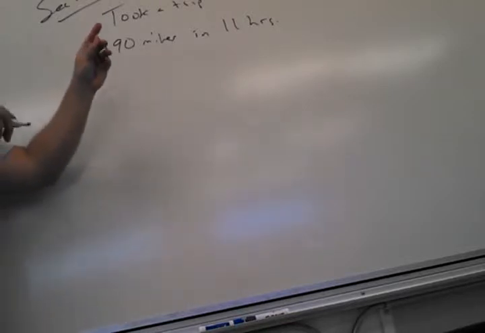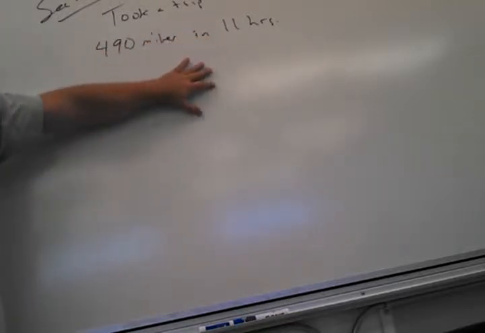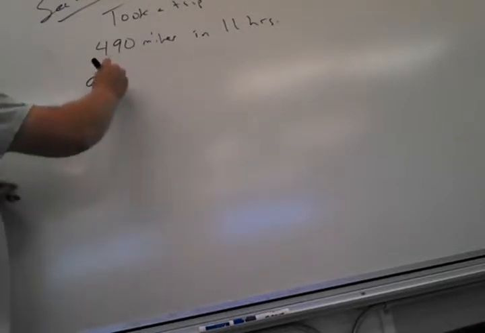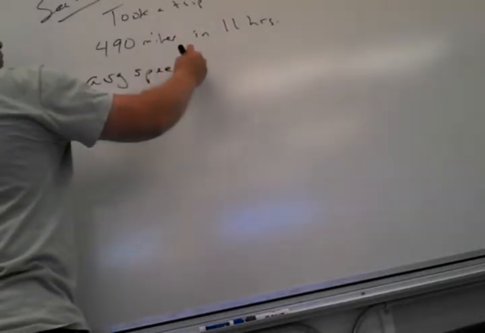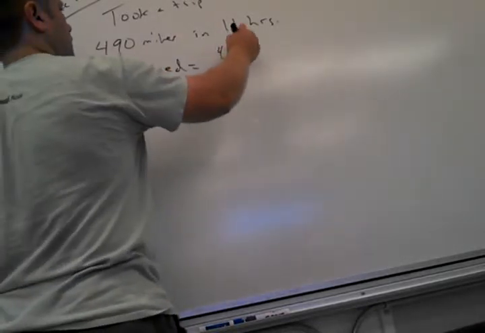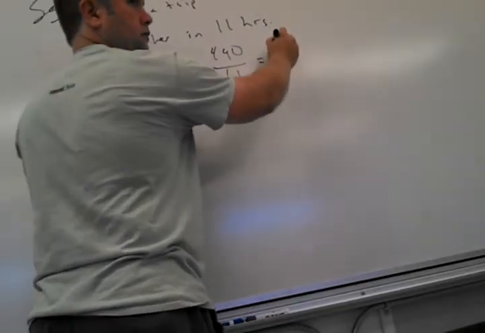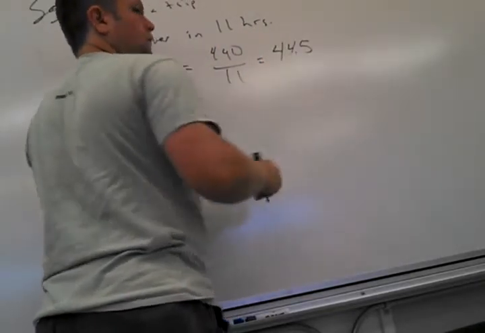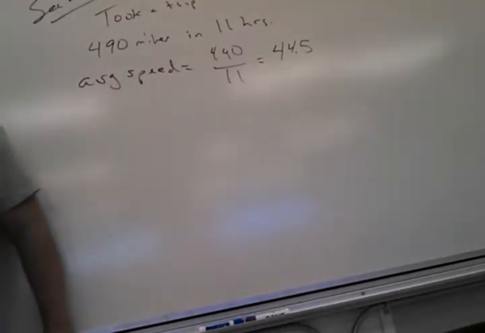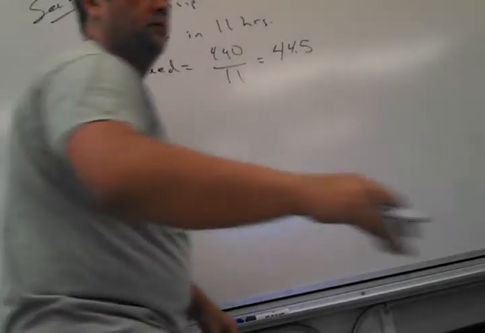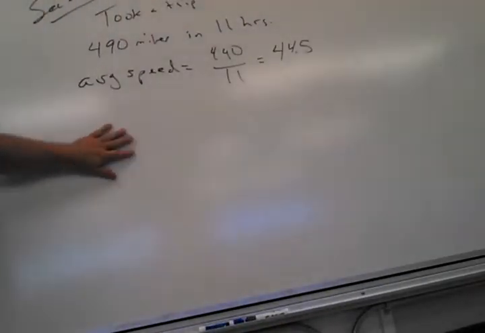So regardless of what happened in the middle, what was my average speed for this trip? 44.5 miles per hour. Yeah, 490 divided by 11, right? And if you're going from San Diego to LA at the wrong time, you might be forced to have that average speed, even if you don't make any stops. How are we doing so far?